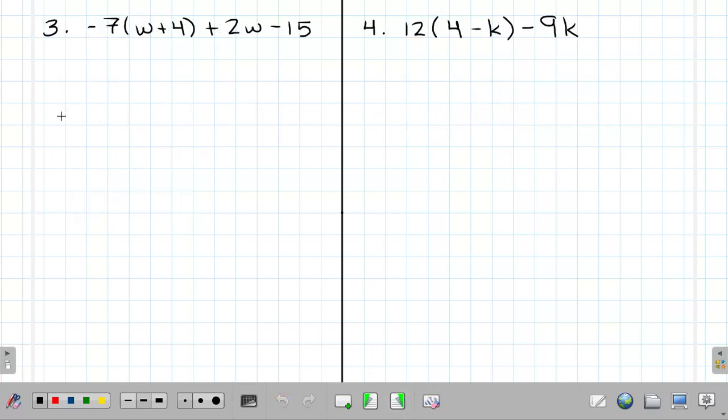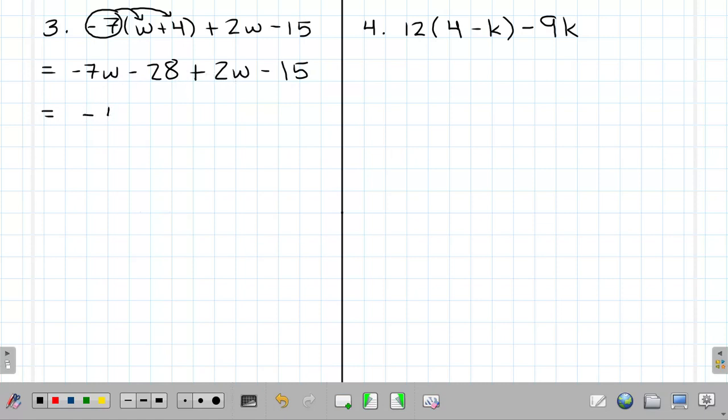Okay, so going on, same kind of thing here. We're going to distribute the negative 7 to both of those terms. That's the only place where we see distributing. So we're going to have negative 7w. And like I said, once you get better with this, you'll see this is negative times a positive, so that should be a negative, so minus 28 plus 2w minus 15. Like I said, as you get better, you're going to see negative 7 plus 2w. So negative 7 plus 2 is going to give me negative 5w.